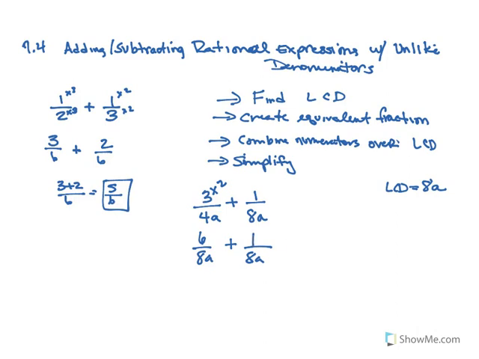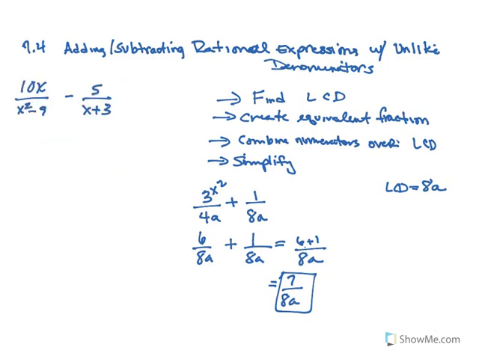So now we have the common denominator. So we combine them. 6 plus 1 is 7. So 7 over 8a. Nothing can simplify. We're finished. All right, so let's look at this.